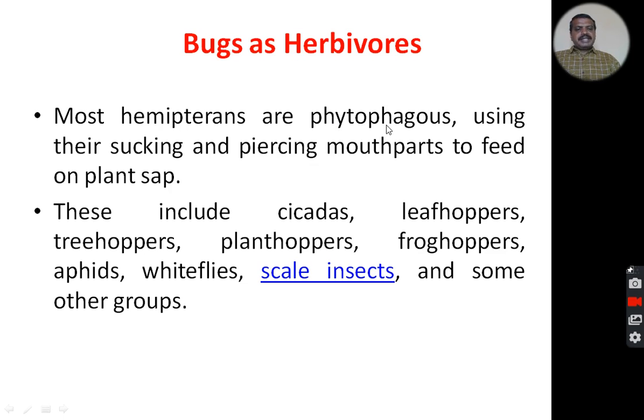They feed on the plant sap or fluid, using their sucking and piercing mouth parts to feed on the plant juice, that is the plant sap. So these include cicadas, leaf hoppers, tree hoppers, plant hoppers, frog hoppers, aphids, whiteflies, scale insects, and some other groups of the hemipterans which feed exclusively on the plants and its juices. They are characterized and kept under the bugs as herbivores.